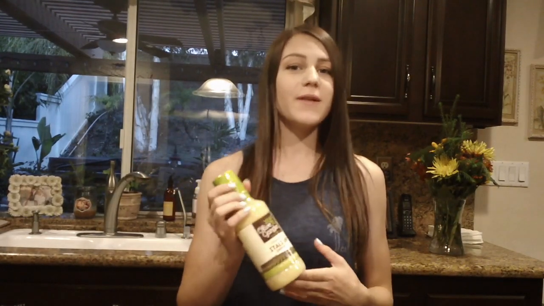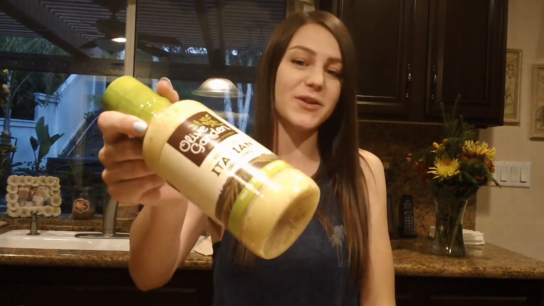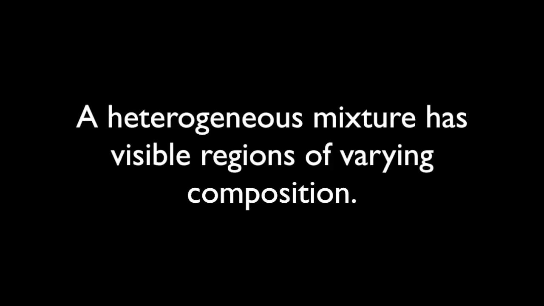When shaken or stirred, the suspension will appear cloudy because the particles are large enough to scatter light. If you look closely, you can see particles are suspended in the mixture. This is also why orange juice containers or even dressing containers will say shake well before using. A heterogeneous mixture has visible regions of varying composition.